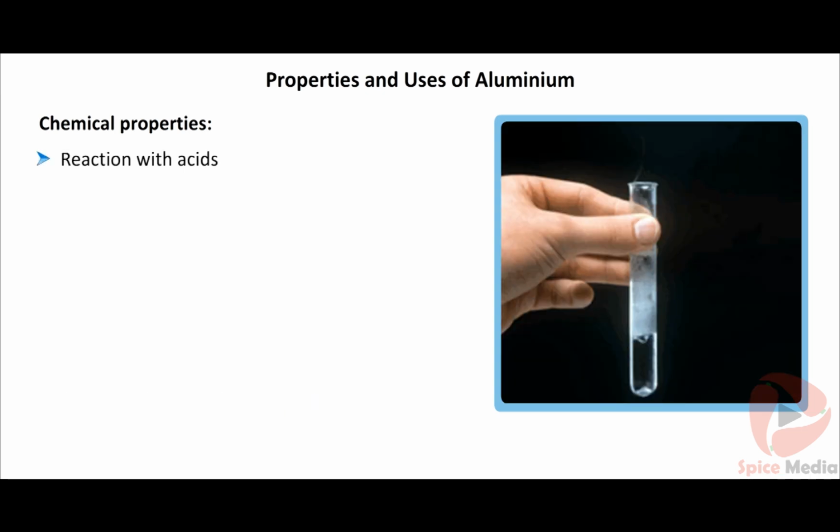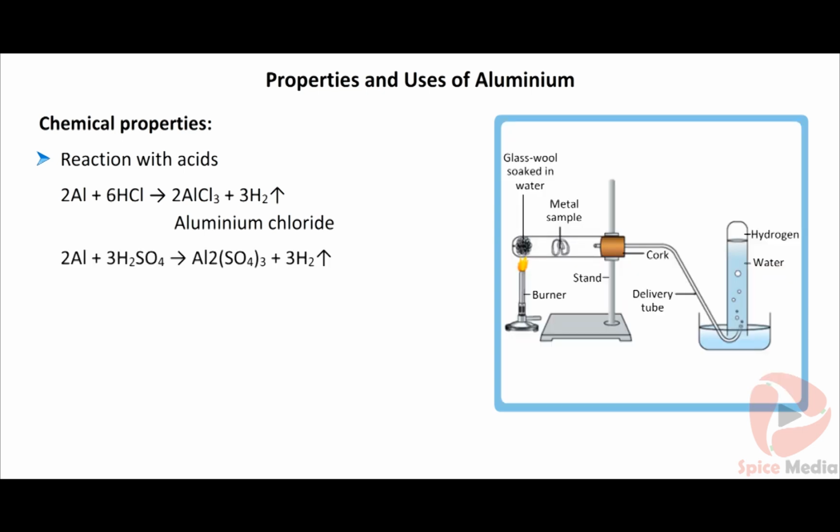Reaction with acids. With dilute and concentrated HCl, it liberates H2 gas. 2Al plus 6HCl gives 2AlCl3 plus 3H2. Aluminium liberates hydrogen on reaction with dilute sulfuric acid. Sulfur dioxide is liberated with hot concentrated sulfuric acid. 2Al plus 3H2SO4 gives Al2(SO4)3 plus 3H2. 2Al plus 6H2SO4 gives Al2(SO4)3 plus 6H2O plus 3SO2.